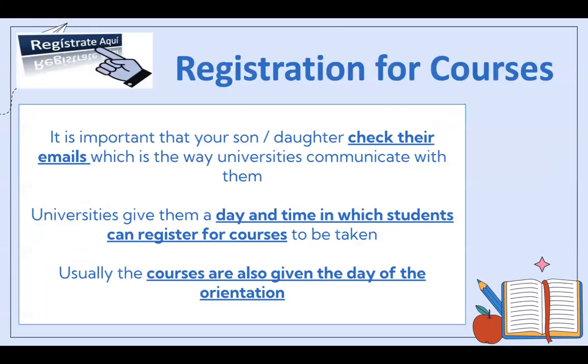Registering for classes. It is important that your son or daughter check their emails, which is the way the universities will communicate with them. Universities will give your student a date and time in which they can register for courses to be taken. Additionally, courses can be given to students on the day of their orientation.